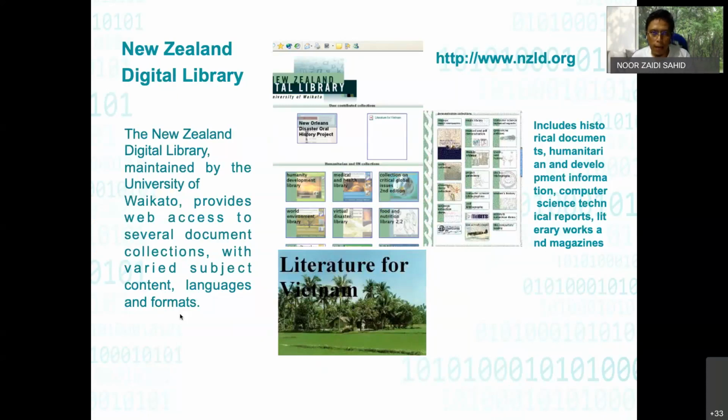When you share or you publish online, the information there will be available in this website, as part of their digital library. For example, di sini literature for Vietnam. Actually dia bukan produce di sini tetapi daripada project from Vietnam. But then dia share di website ini. Atas tu apa lagi ada New Orleans Disaster Oral History Project. Dia dokumentkan dan dia highlight di sini. Mungkin ada yang nak explore Greenstone as part of your group project, and saya recommend you untuk browse website ini untuk tengok apa yang mereka dah hasilkan.